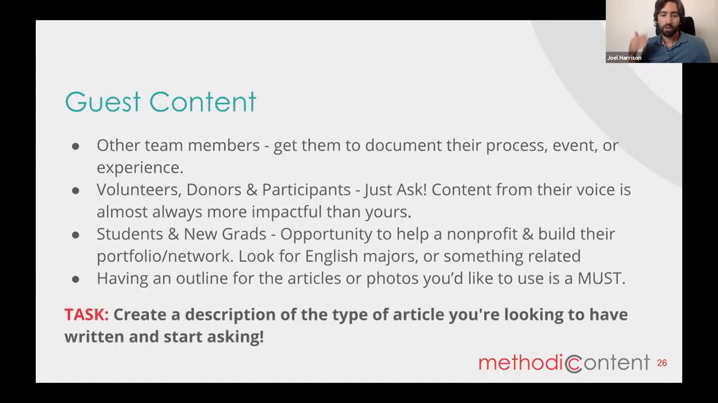So your task here, I would encourage everyone to describe and outline what type of article you'd be looking for, and then basically just start asking. Start with your other team members, start with your volunteers or donors. I know everyone's busy, but if you were to put out an article every week as a single person in the department, that's a lot of writing, a lot of work, a lot of planning. But if you can ask 2, 3, 4, 5 other people to be creating content, now you have your own content plus outside content, and it really helps fill out that content schedule.